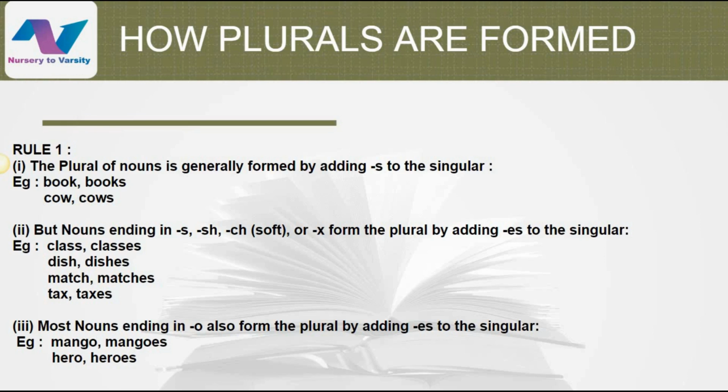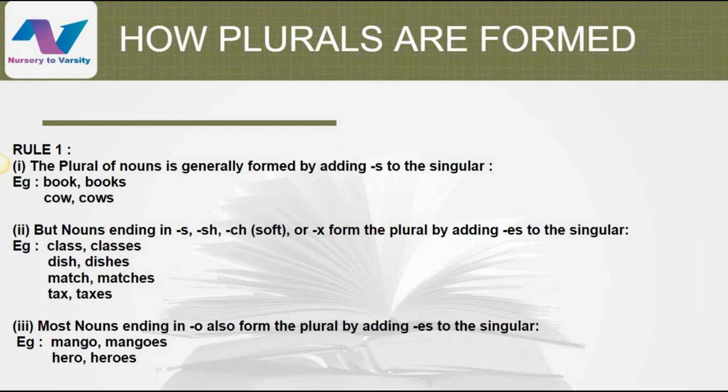Moving on to the next rule, which says that nouns ending in s, sh, ch or x form the plural by adding es to the singular. In the case of all these suffixes, we simply add es and convert the singular form into the plural form. Like class, ending with s, I'll simply add es and say classes. Same with dish to dishes, match to matches, text to texts. As you can see, all these words end with s, sh, ch or x.